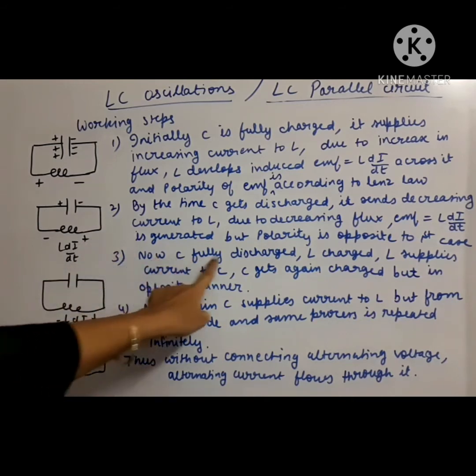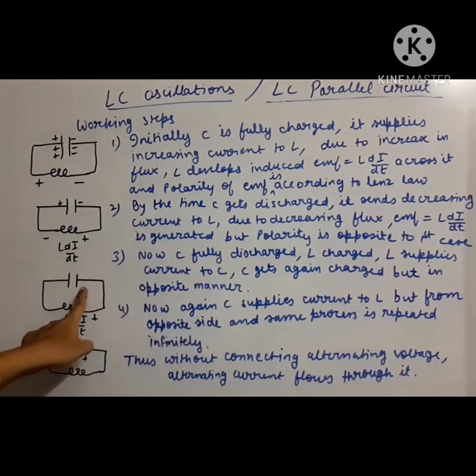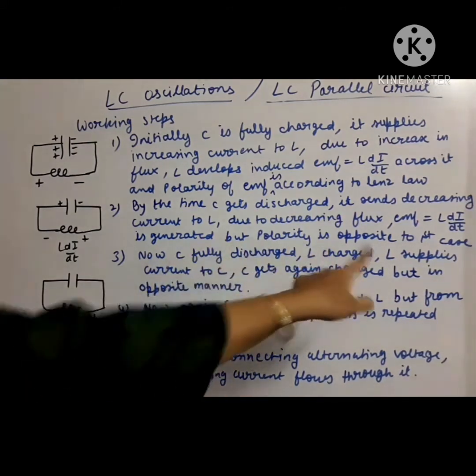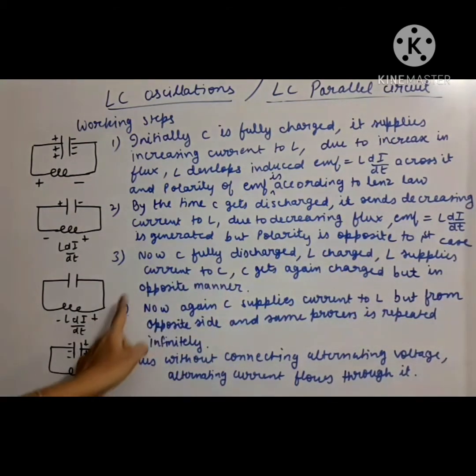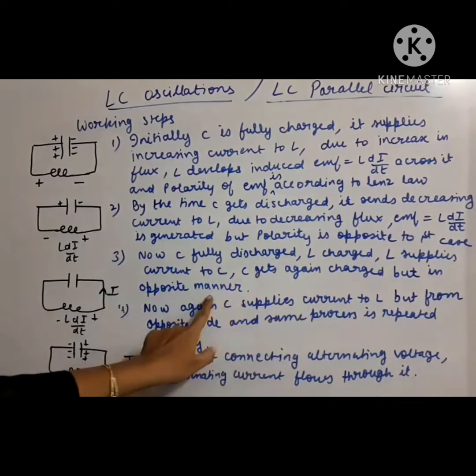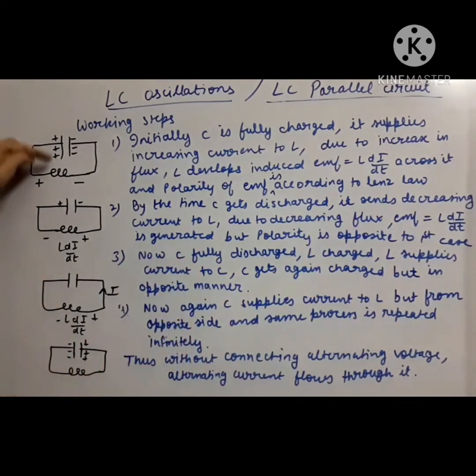Now third step, C fully discharged. You can see C is fully discharged. L is charged. L supplies current to C. So now L will supply current to C. Okay, C gets again charged but in the opposite manner. So earlier this end was positive. Now due to the supply, this side end will become positive end. So we will show it in the next diagram.